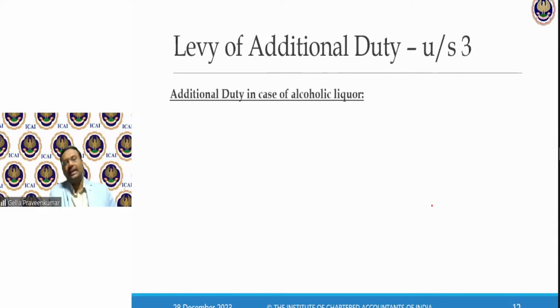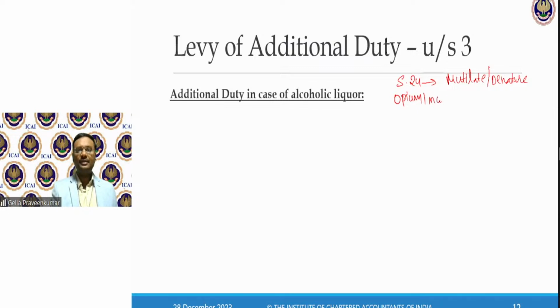Additional duty in case of alcoholic liquor. Yesterday, there was one interesting provision, which is Section 24, where I spoke about mutilation or denaturing. Now, most of us know, let's take the example of incense, agarbatti, or this perfume that we use. It consists of some element of alcohol.